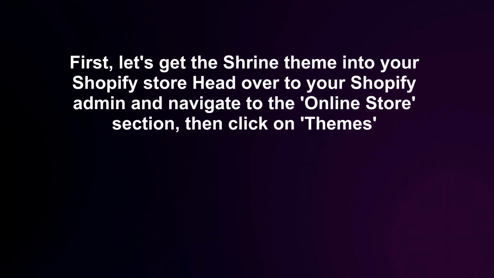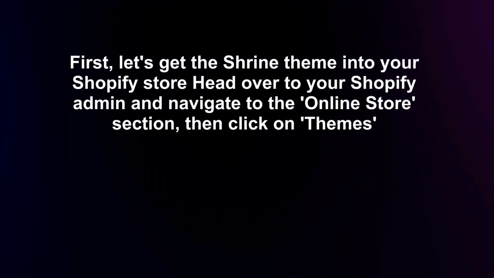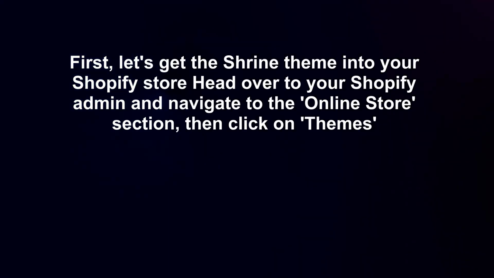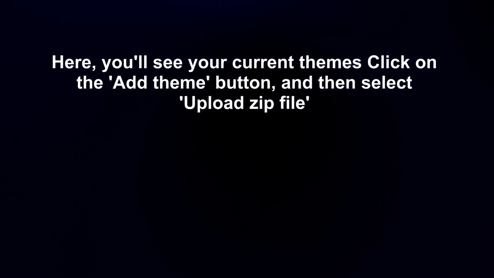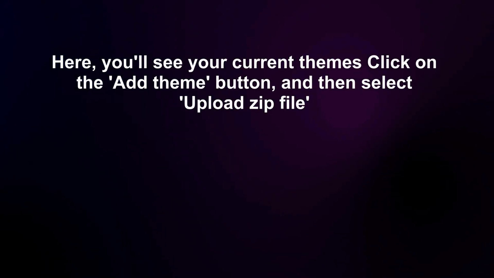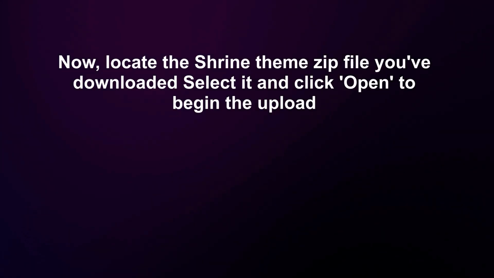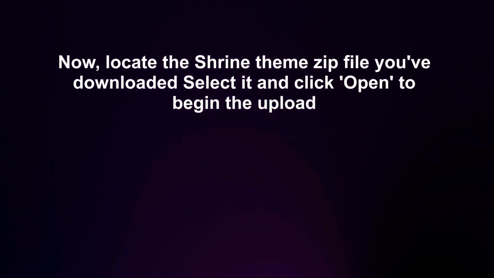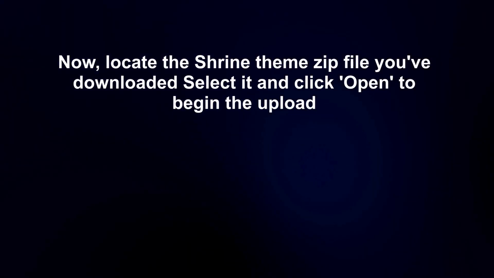Head over to your Shopify admin and navigate to the online store section. Then click on Themes. Here, you'll see your current themes. Click on the Add Theme button, and then select Upload Zip File. Now, locate the Shrine theme zip file you've downloaded, select it, and click Open to begin the upload.